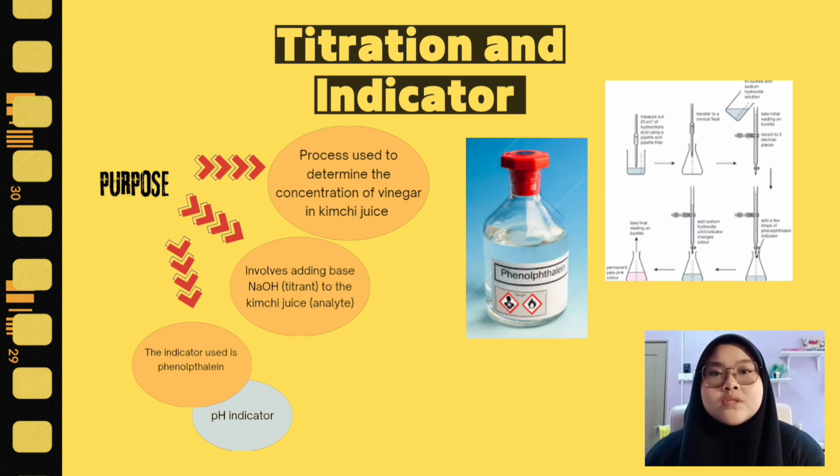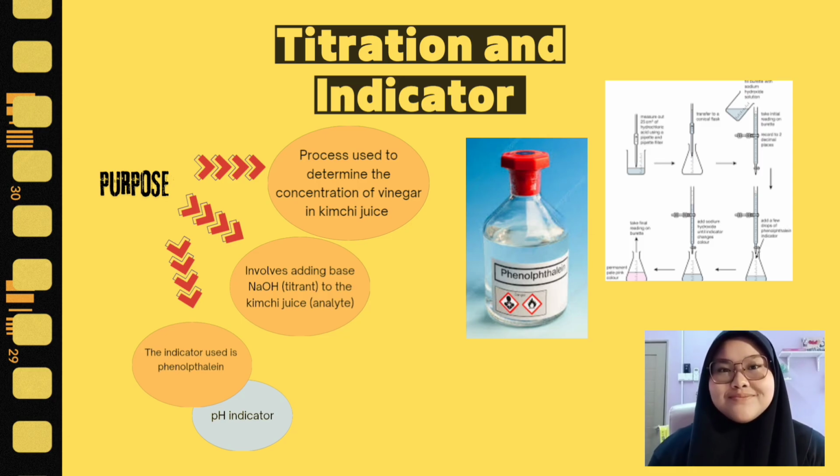The indicator used in kimchi titration is phenolphthalein. It is used as a pH indicator, a chemical that changes color based on acidity or alkalinity of a solution, as well as a laxative.